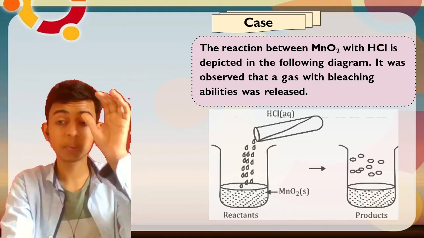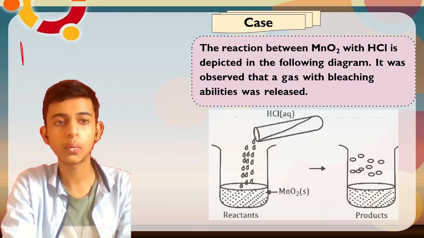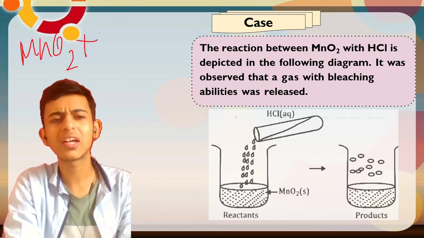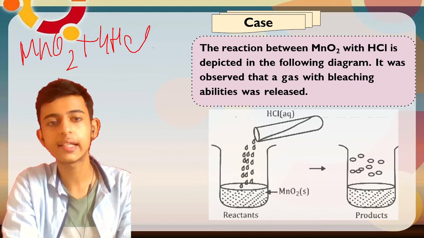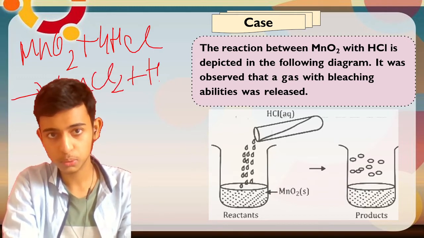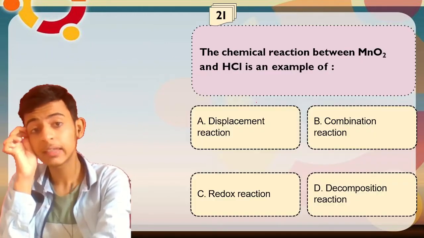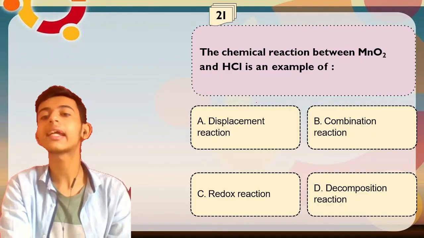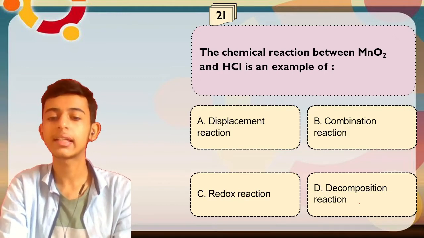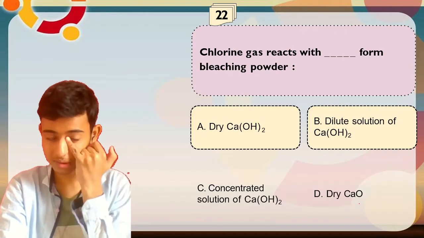The reaction between MnO2 with HCl is depicted in the following diagram. You should know MnO2. It is a very common case-based question. HCl gives you MnCl2, which is a salt, plus H2O plus Cl2. You can balance that. That's not a difficulty. Let's have the first question. The chemical reaction between this and this is a redox reaction. Easy, because reduction and oxidation are happening. I have already told you.